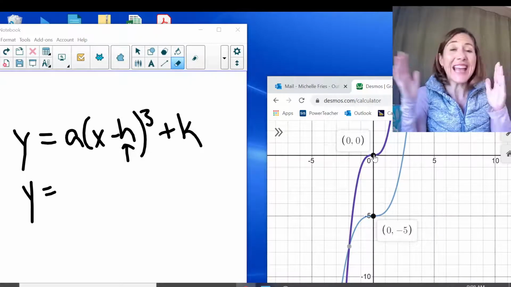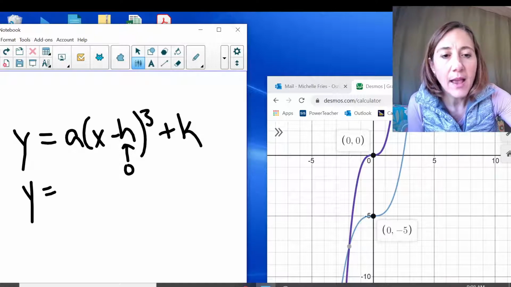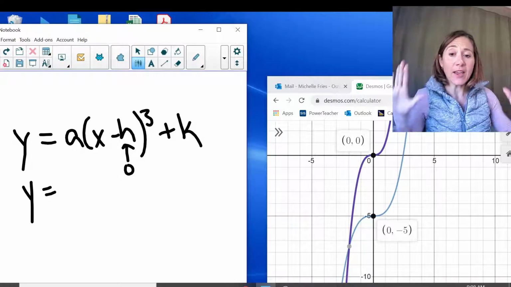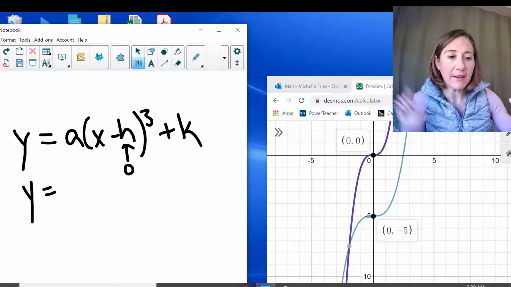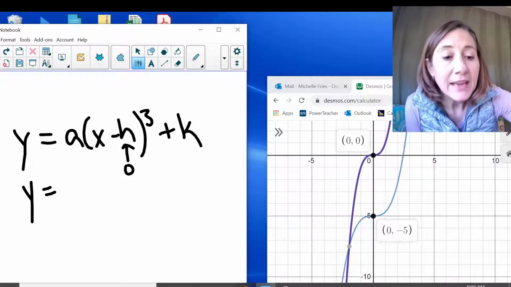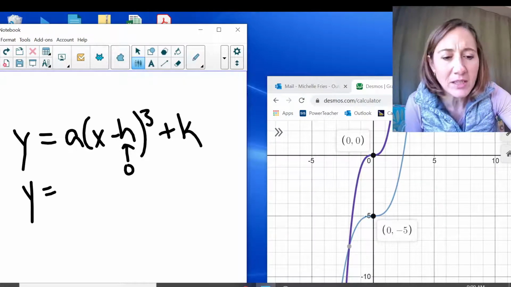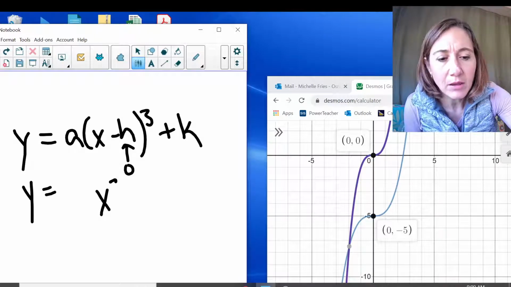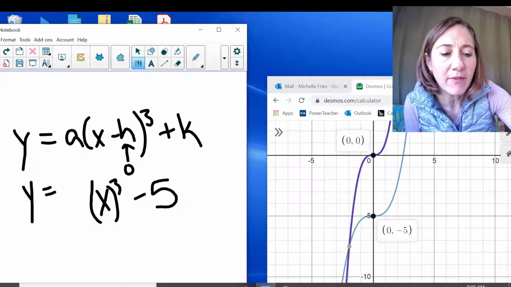So it looks like we haven't shifted any left or right. That means our h number here is going to be a 0. But as far as k goes, we have shifted down. So our k number needs to be a -5. So we're going to have, now x minus 0 in that parentheses, I don't need to write the -0, so I can just put an x cubed. If you want to put the parentheses, you can. You don't really have to. The k value is a -5.